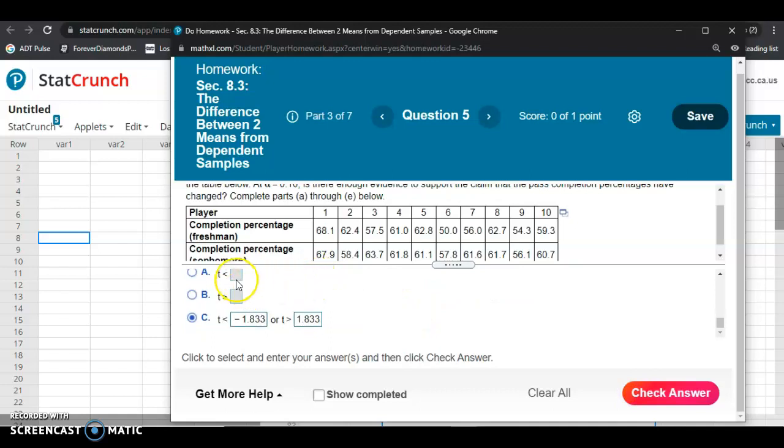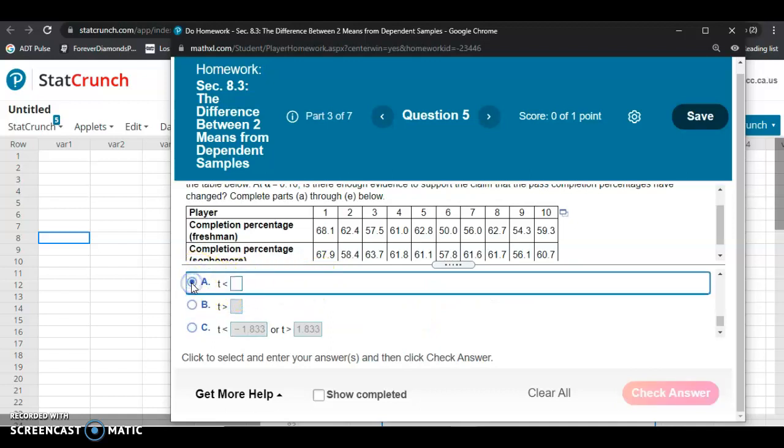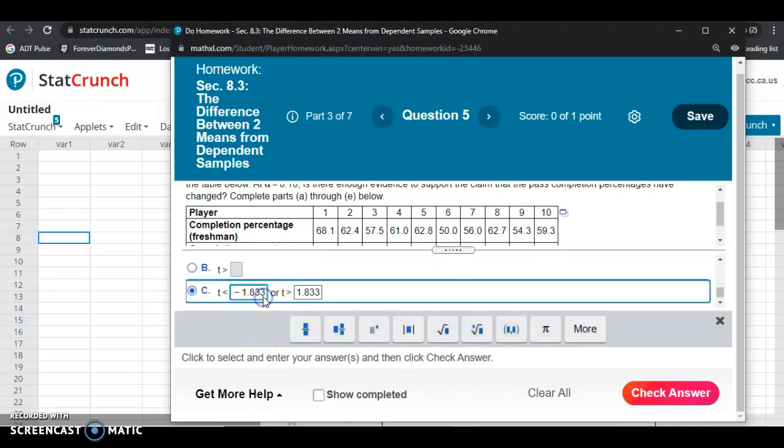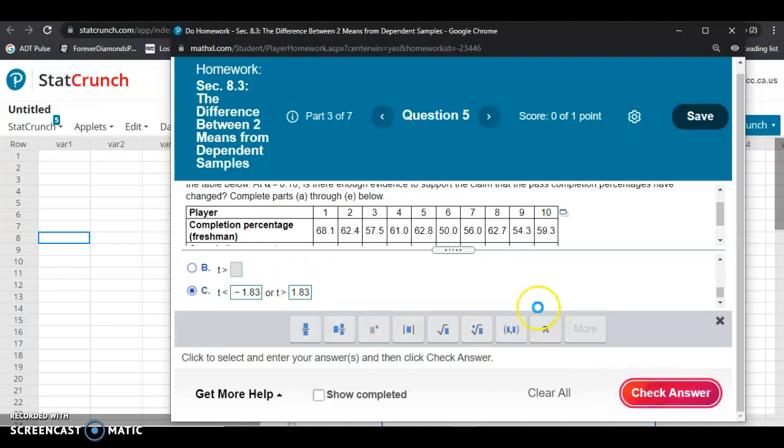If the test were left-tailed, you would select option A. If it were right-tailed, you would select option B. But because it's two-tailed, we're going to select option C. So one of the rejection regions is less than the negative critical value, and the other rejection region is greater than the positive critical value. Let's go ahead and check this.